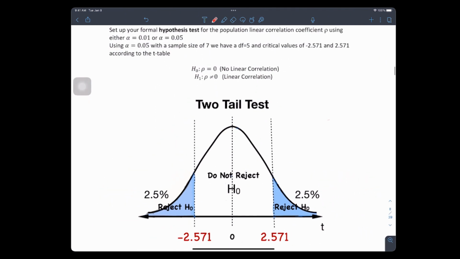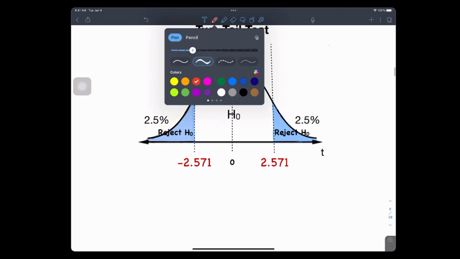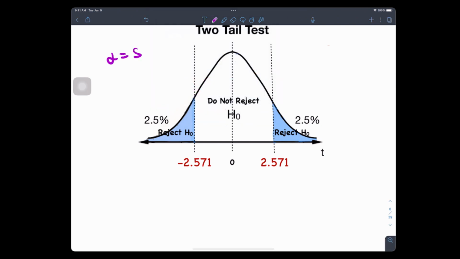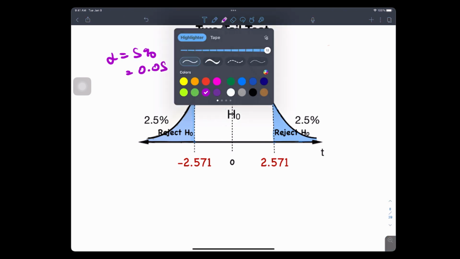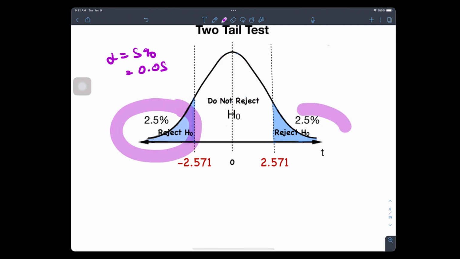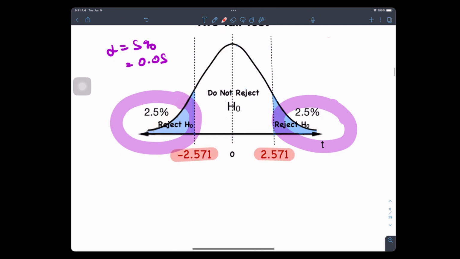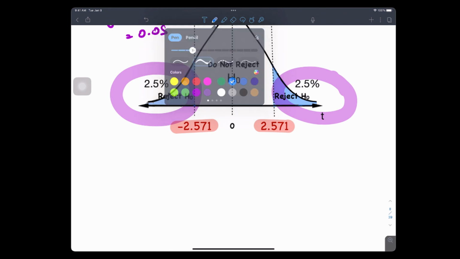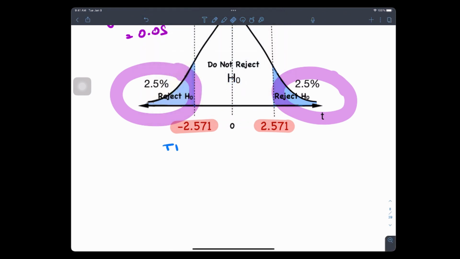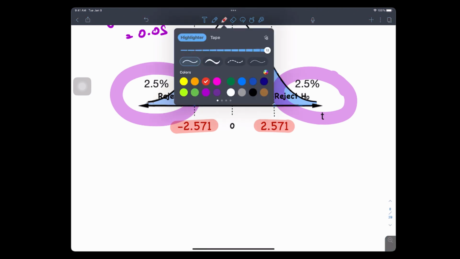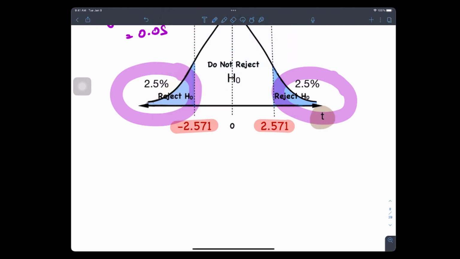But in this test, alpha is what? 5%. So if there's two tails, 2.5% is in each tail. Is that right? So you guys have done this before. The question is, how now do they get these critical values? Well, very simply, what do we use? Inverse T. This is a T distribution. You're going to use inverse T here.